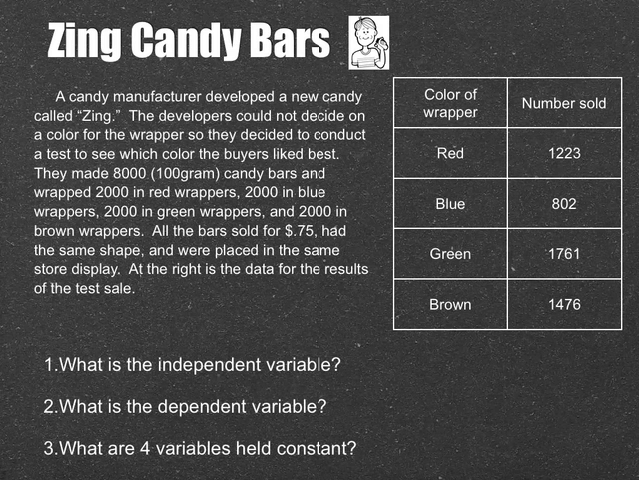All of the bars were sold for 75 cents. They all had the same shape and were placed in the same store display. And at the right is the data table for the result of the test sale: the color of the wrapper and how many of that color sold. Okay, so is this an experiment? Yes. Let's think about this experiment and let's think about those variables.